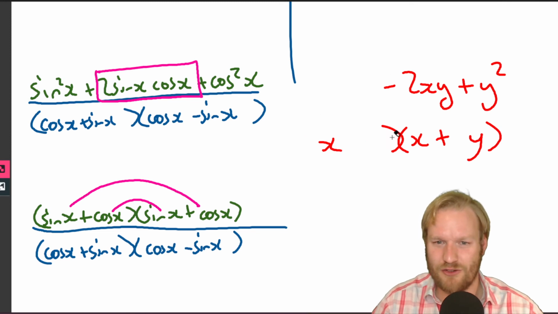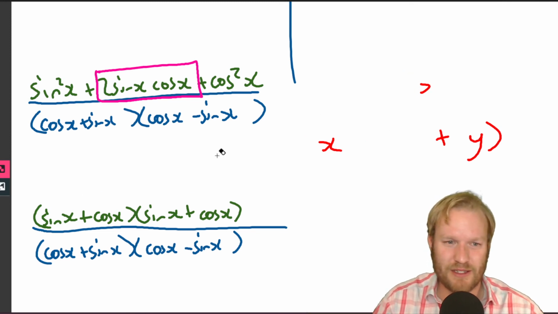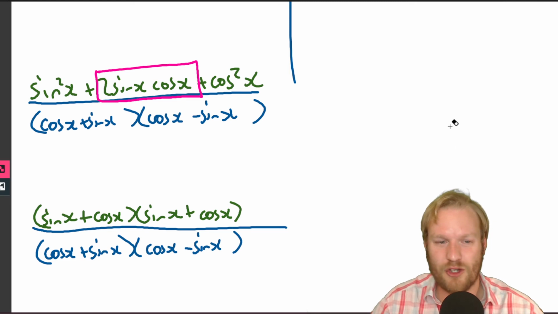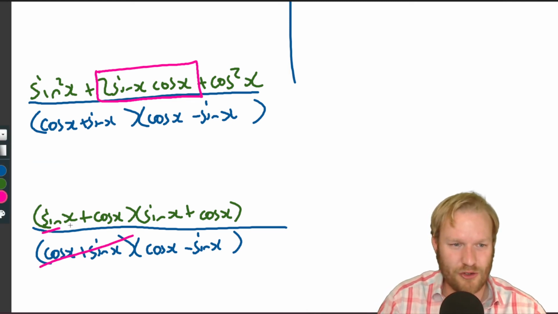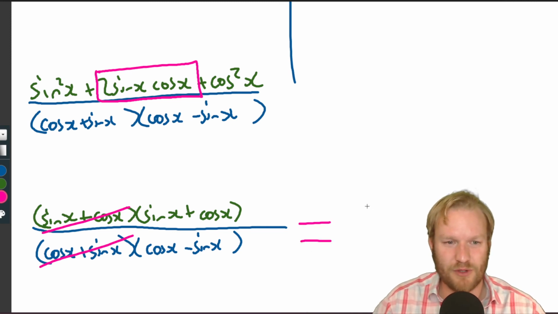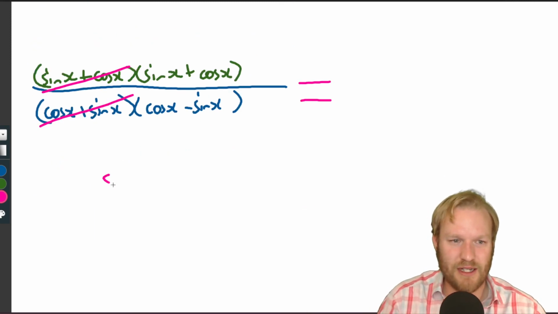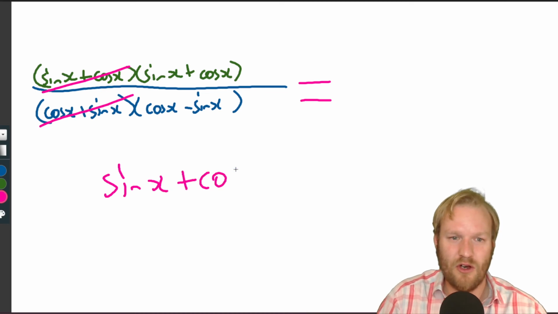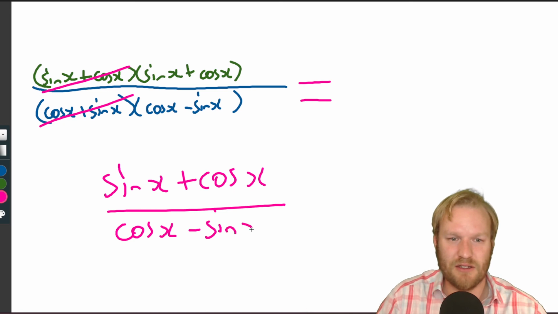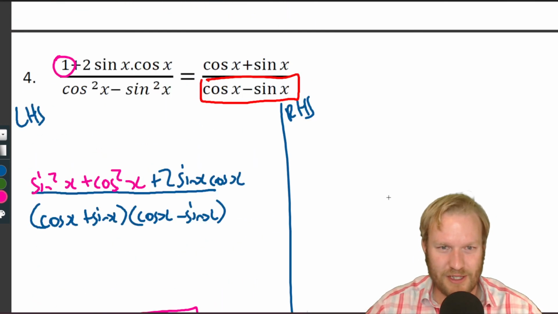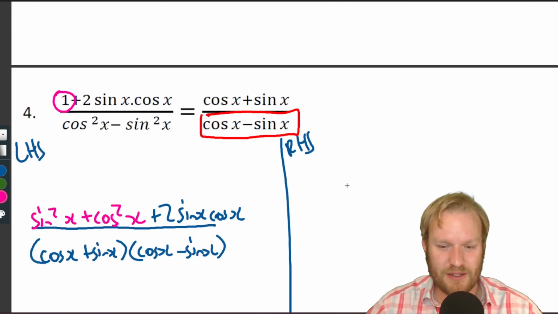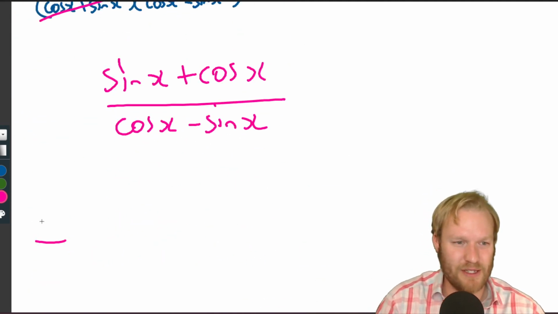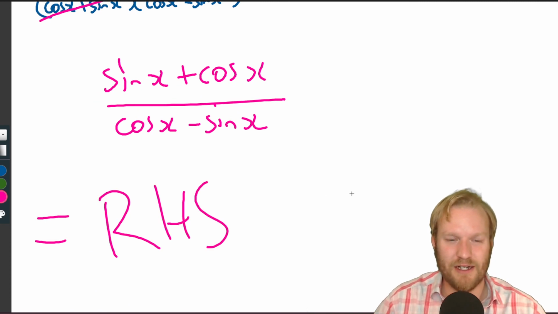Yeah, well, that was interesting because what that's allowed us to do is to have one bracket over one bracket. And now we can look for things to cancel. Goodbye to you, goodbye to you. And what we're left with is just sine x plus cos x over cos x minus sine x. And hopefully that looks like what we're given. Cos x plus sin x, well, it's the same thing. Cos x minus sin x, so we can happily say equals the right-hand side.